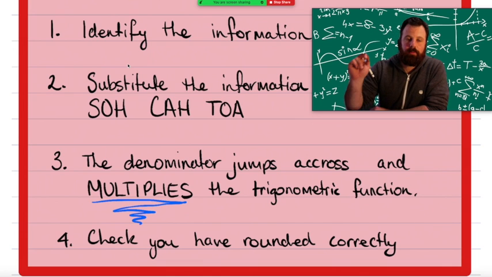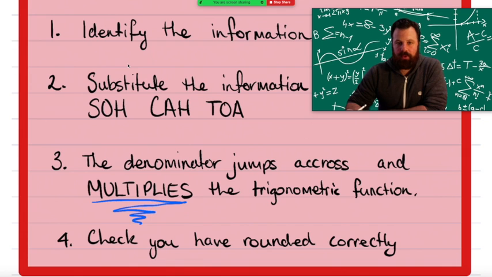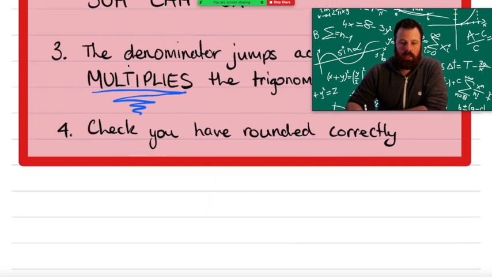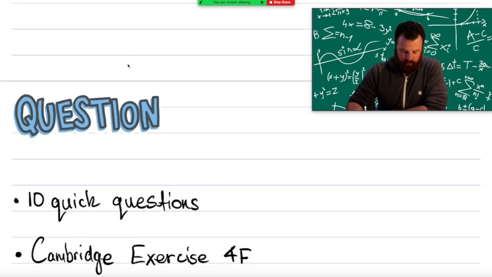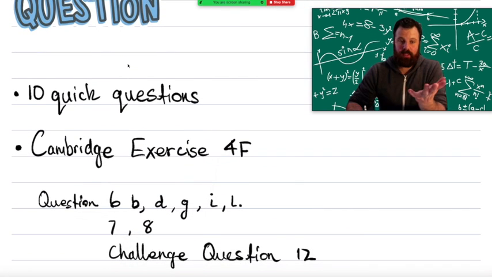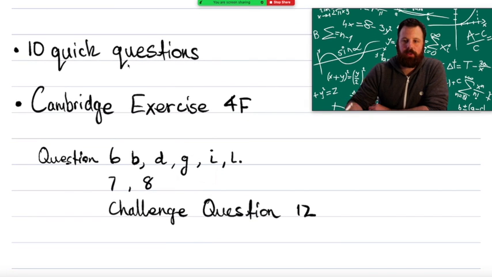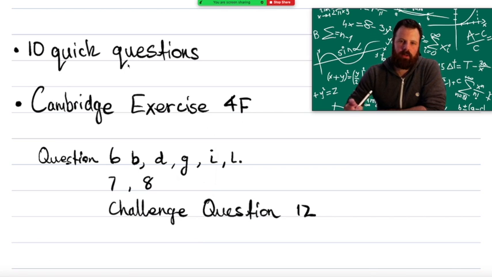All right, can you make sure you copy these 4 steps down into your book? After you've done that, our questions for today, obviously we've done our 10 quick questions. You need to go to Cambridge exercise, so go to the website through Cambridge Go, exercise 4F, question 6B, D, G, I, L, question 7 and question 8. And then if you feel those were pretty comfortable, there's a challenge question now. I'd love you to have a crack at question 12 if you think that was pretty straightforward, pretty easy, pretty comfortable for you.